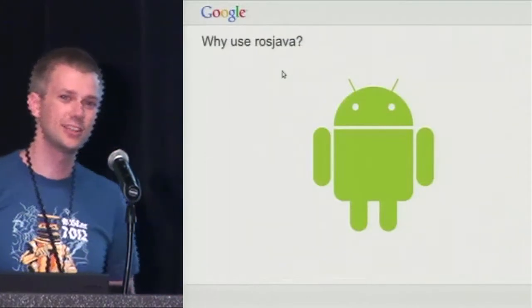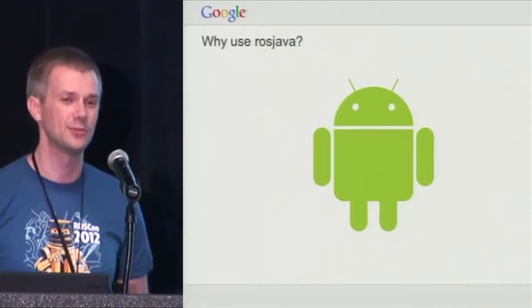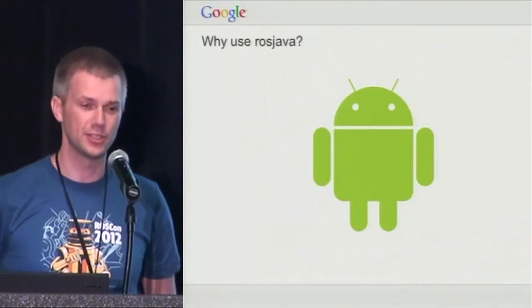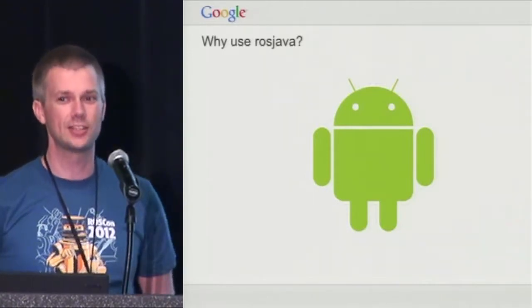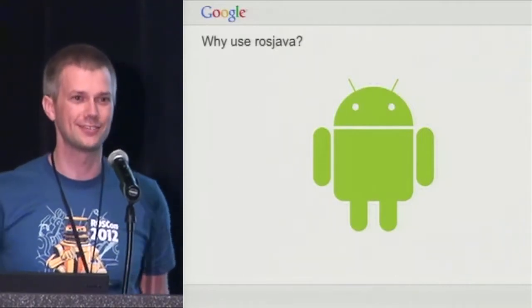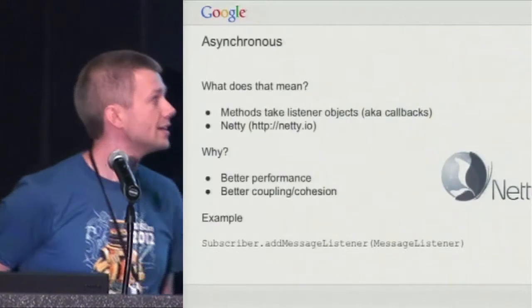You may have noticed that video was pretty Android heavy. It turns out that Java is probably not the main reason people are interested in rosjava. It's Android compatibility. Of course, there are lots of Java libraries and things like that you can make use of, and I happen to actually enjoy working in Java, which I guess is pretty obvious. But I think Android is the biggest thing.